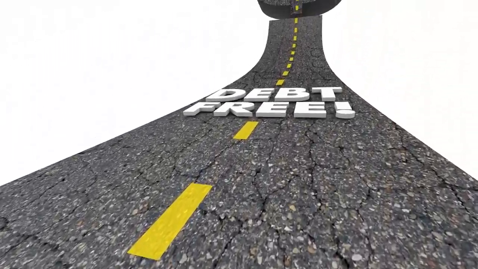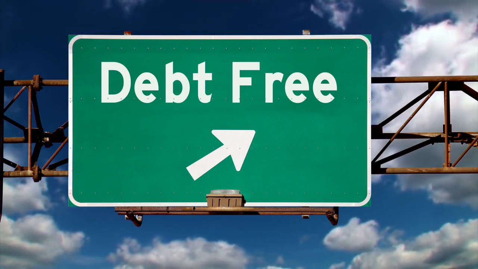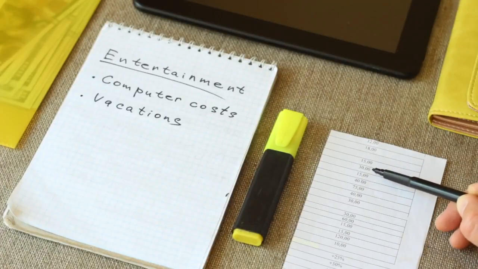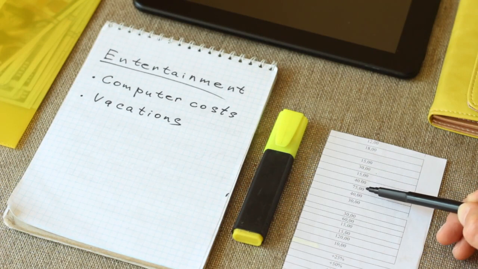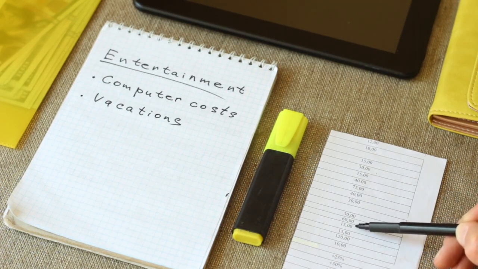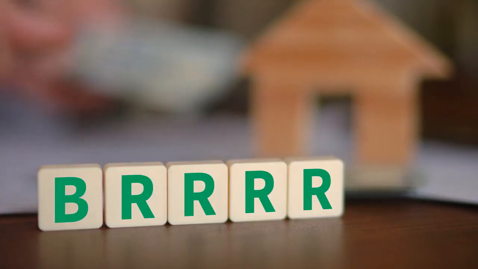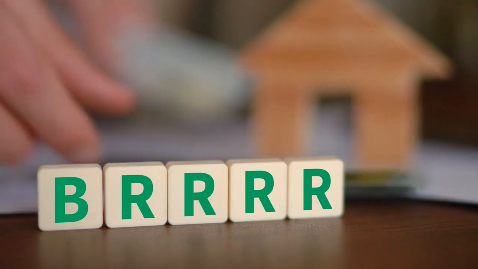Lifestyle adjustments. Making temporary lifestyle adjustments can also help free up extra money for debt repayment. Consider cutting back on non-essential expenses such as dining out, entertainment, or luxury purchases until you've made significant progress on your debt. You may also explore ways to increase your income, such as taking on a part-time job or freelancing gigs, to boost your debt repayment efforts.